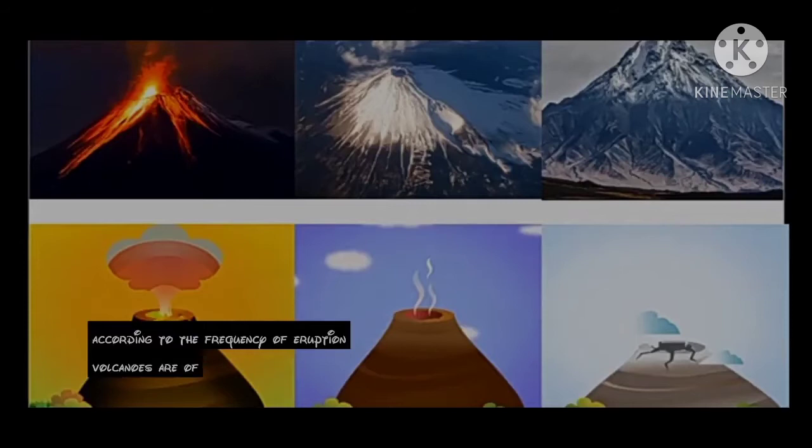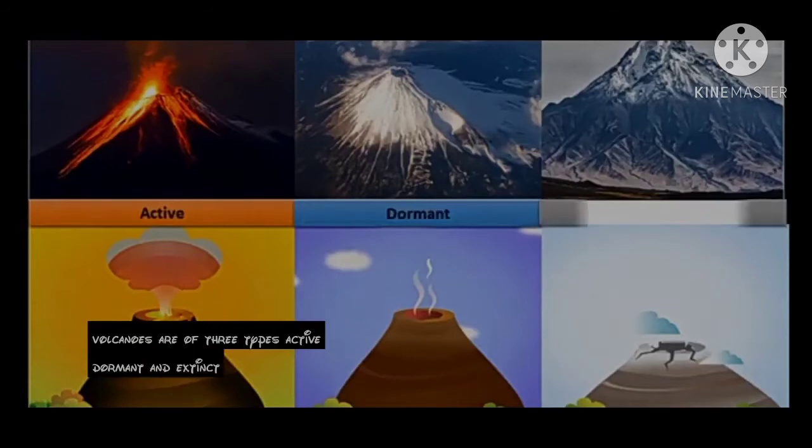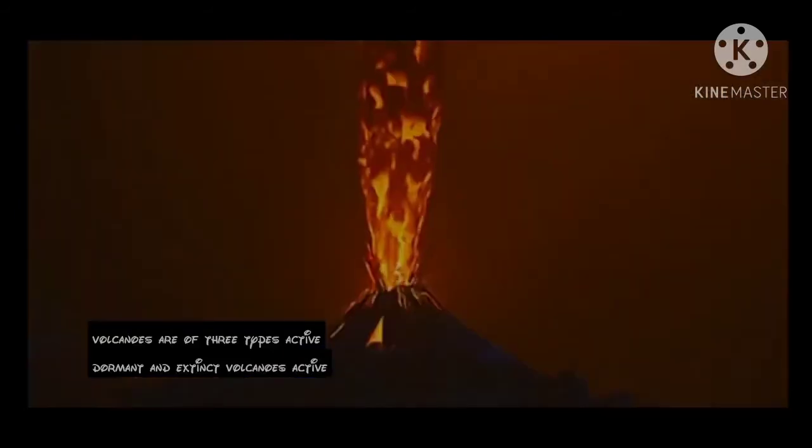According to the frequency of eruption, volcanoes are of three types. According to the frequency, that is, how often it is going to erupt, there are three types: the first one is active, the second one is dormant, and the third one is extinct. These are the three types of volcanoes that we should study.